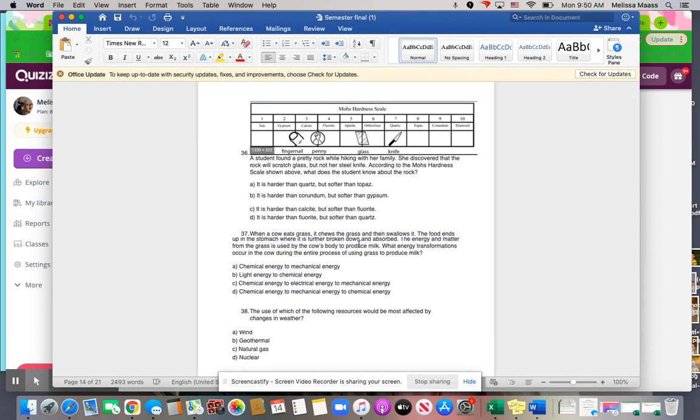This is also the Mohs hardness scale. It's just set up left to right instead of top to bottom. But a student found a pretty rock while hiking with her family. She discovered that the rock will scratch glass, but not her steel knife. According to the Mohs hardness scale shown above, what does the student know about the rock? Okay, so it's similar to the other question. She discovered that the rock will scratch glass. So we have glass here. So the rock is going to scratch glass.